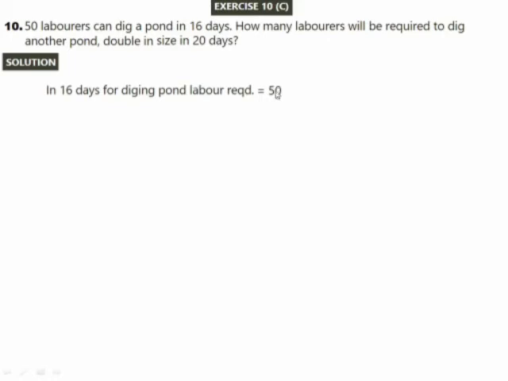You need 50 laborers. Now let's see, in one day, if you want to finish digging that pond, obviously we need more laborers, isn't it? Earlier it was 50, so this time it has to be 50 into 16. If you want to have more laborers, you have to multiply, remember. Now we got 50 into 16 laborers, right? But we are working for 20 days.